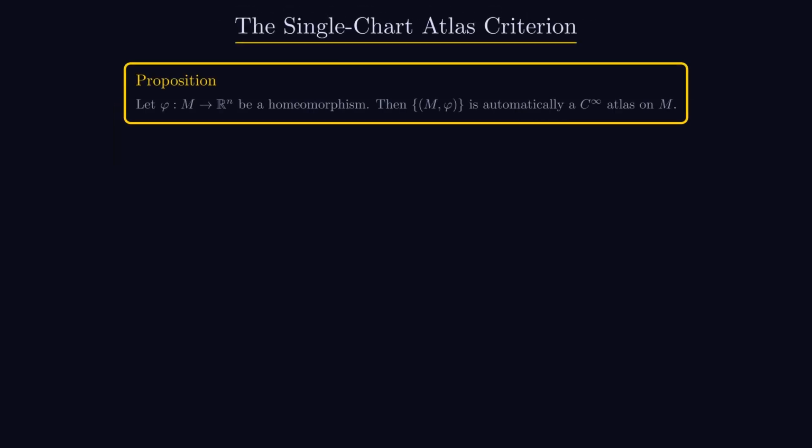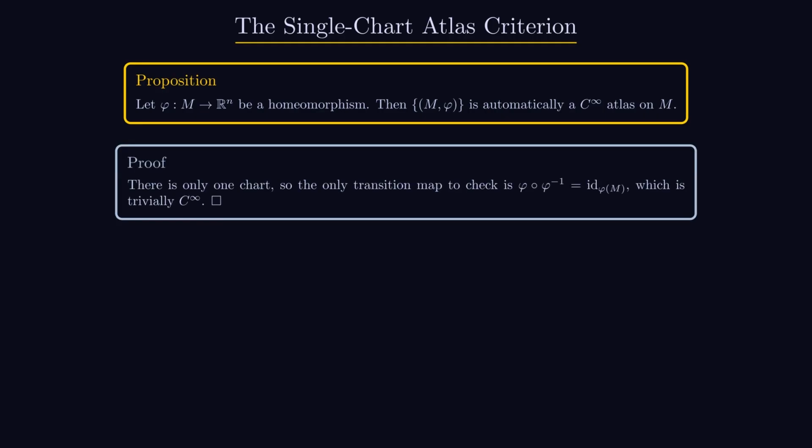A single homeomorphism phi from M into Rn is sufficient to produce a C infinity atlas on M. The atlas in question is the singleton containing just the one chart, M and phi. The proof is immediate. The definition of a C infinity atlas requires that all transition maps between overlapping charts are C infinity. With only one chart in the atlas, the only transition map that can be formed is phi composed with phi inverse. This composition equals the identity on the image of phi. The identity is C infinity. There are no other transition maps to check. The compatibility condition is satisfied vacuously.